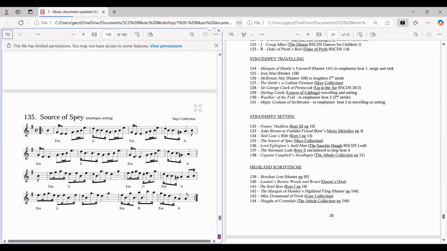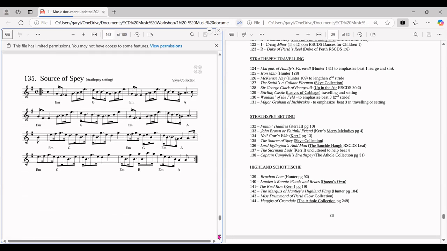In Scottish setting, a tune that gives you a sense of going from side to side, back and forth. Ready, and.